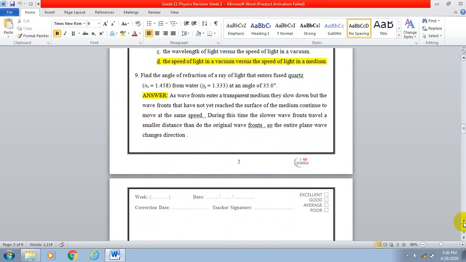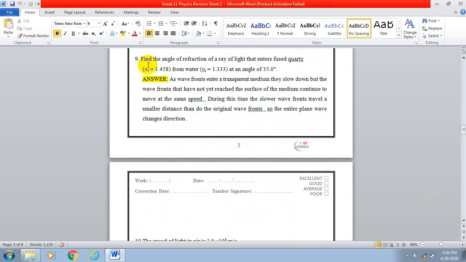Now look, this was the question for section 1. Find the angle of refraction of a ray of light incident on fused quartz with n = 1.458 from water with n = 1.33 at an angle of 35. The answer is a descriptive one.